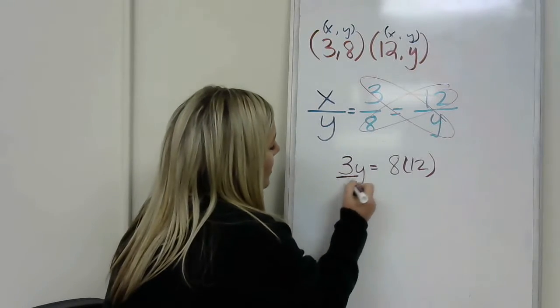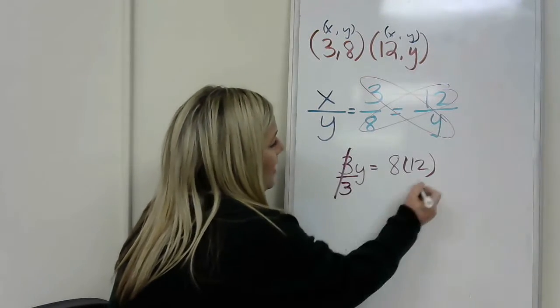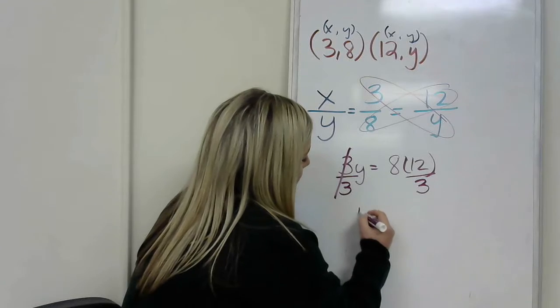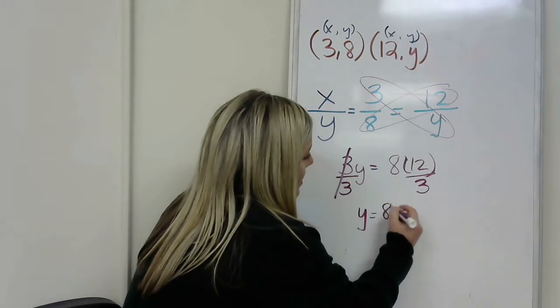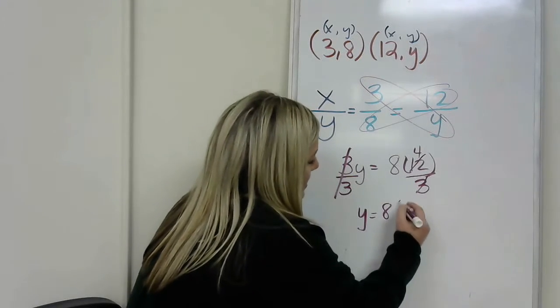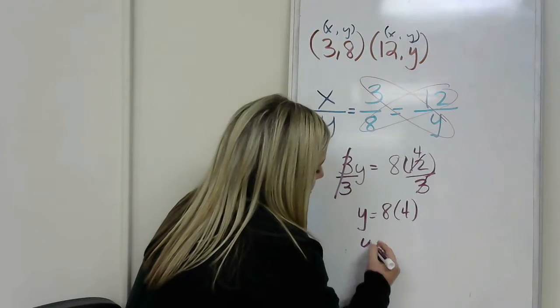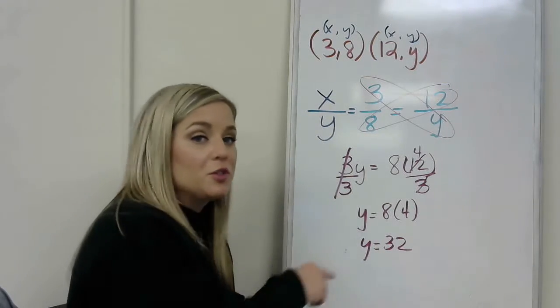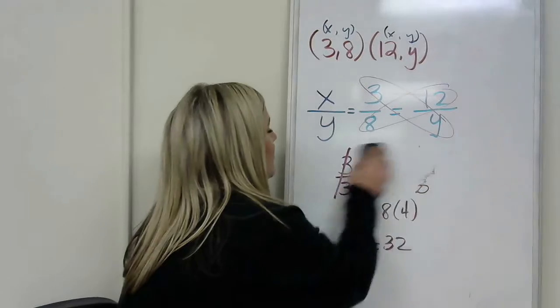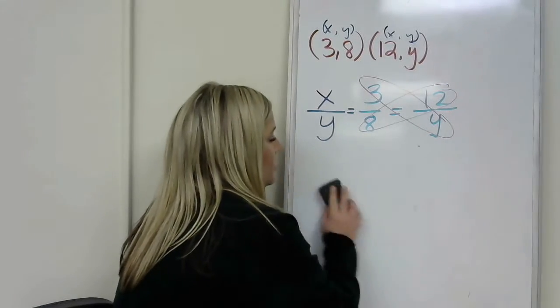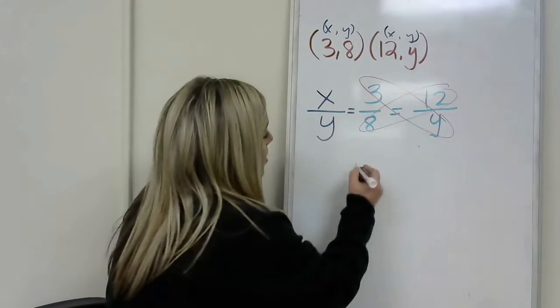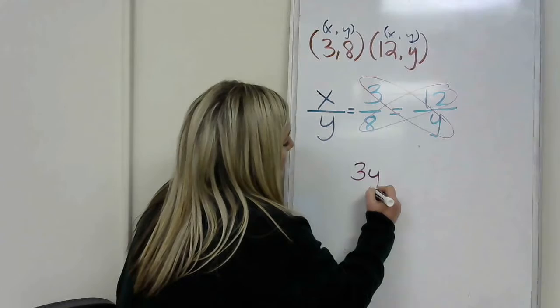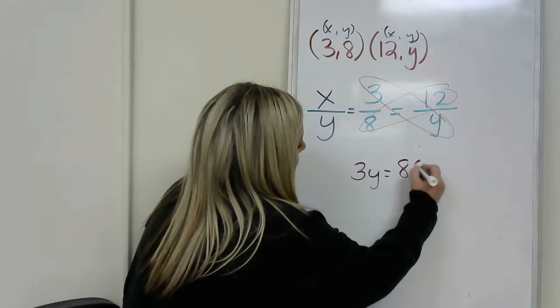So I can go ahead right now and divide by 3, and then divide by 3, and y is equal to 8 times 4, which is 32. Now, if you don't feel comfortable doing that, and a lot of you won't, that is fine. We can do it like this. We can do 3y, and we'll get the same thing, is equal to 8 times 12.